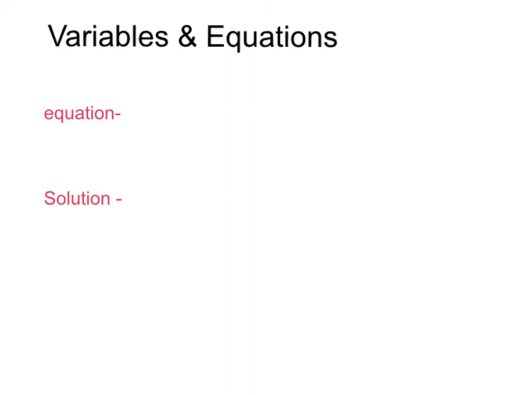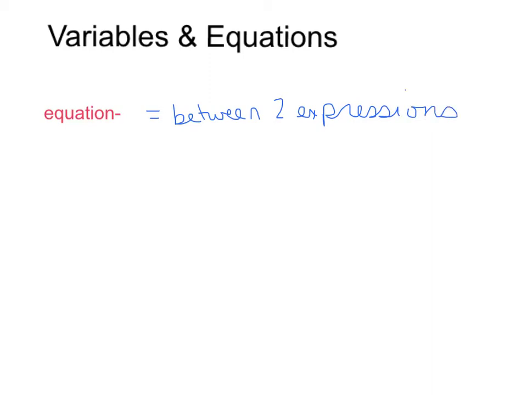Today we're going to take a look at variables and equations. In particular, an equation is when you have an equal sign between two expressions. So an example of an equation would be something like x plus 6 is equal to 14.